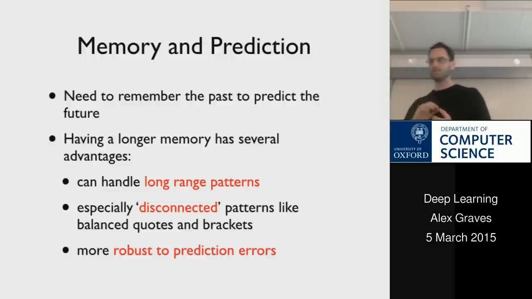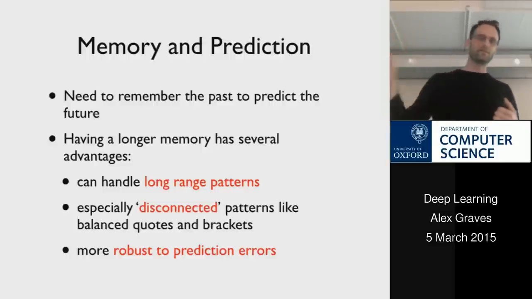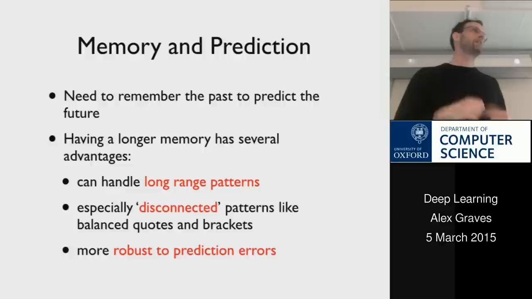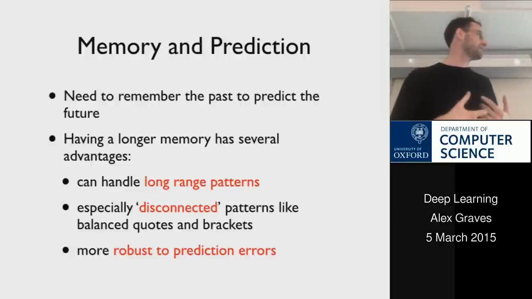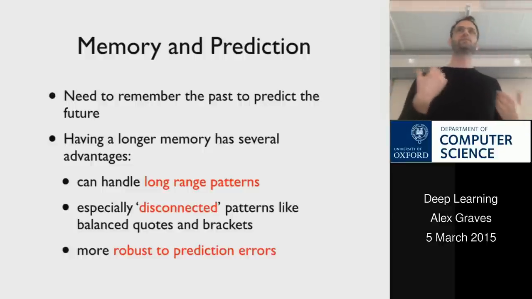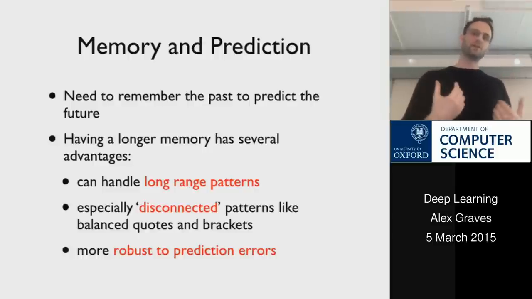It walks away from the manifold where the training data lives, and everything it generates from then on is garbage. What I found in practice is that long short-term memory networks are much less prone to this than other nets. And I believe that's because they are using a much wider range of memory to make predictions.